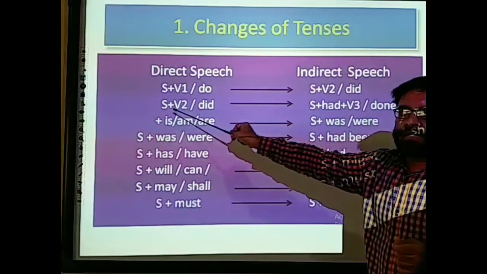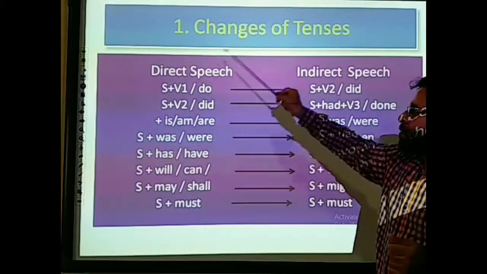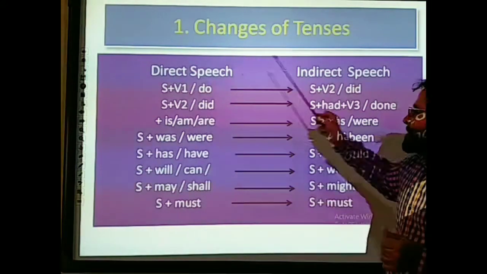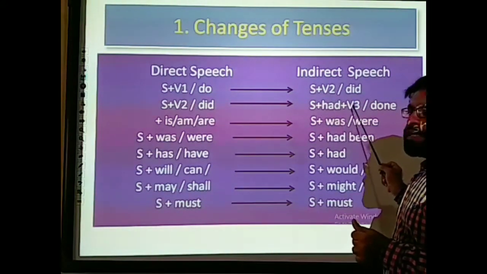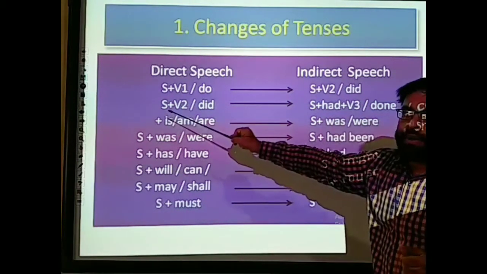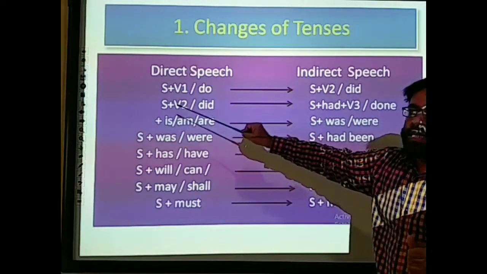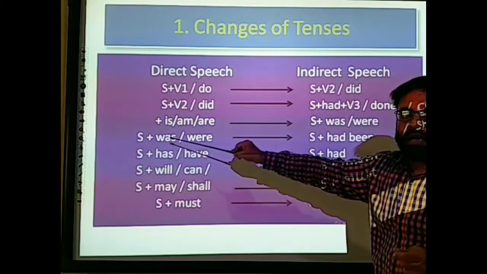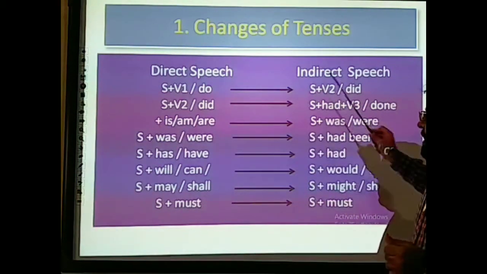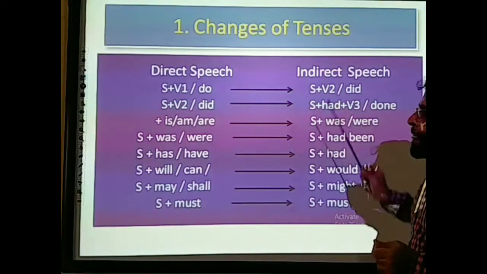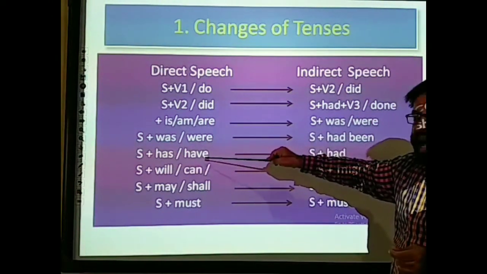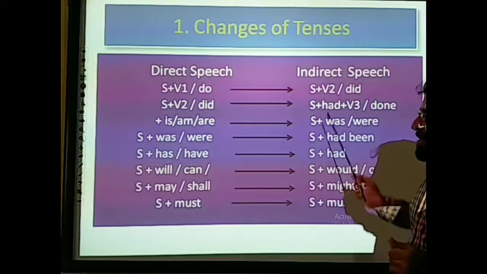If it is simple past tense, it will change into past perfect tense: subject plus second form will change into subject plus had plus third form of verb. If there is "is, am, are" in the direct speech, this will be changed into "was, were." If there is already "was, were" in direct speech, this will be converted into "had been." And if there is "has" or "have," this will be changed to "had."